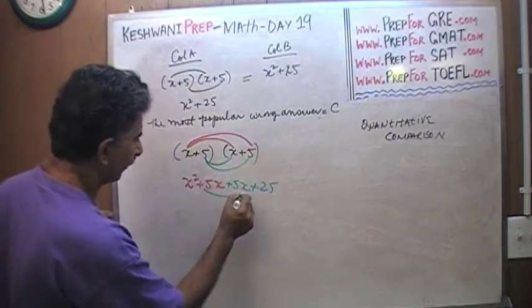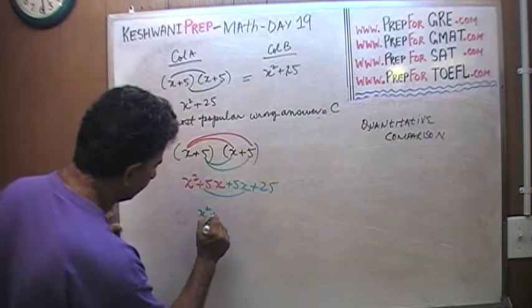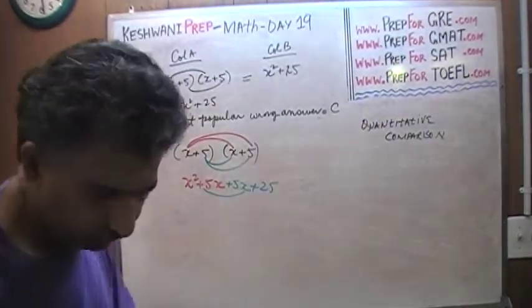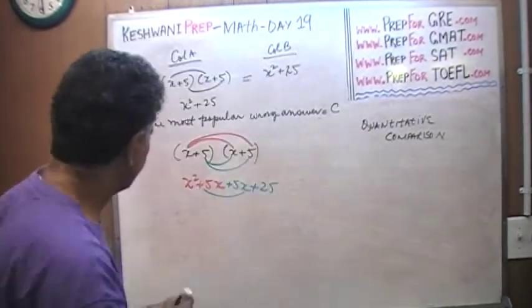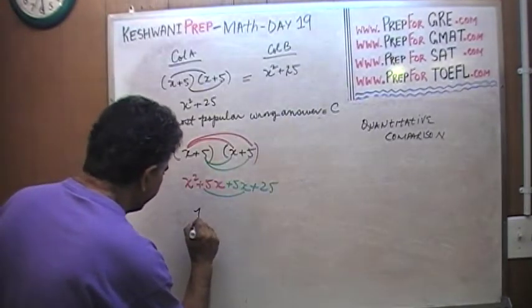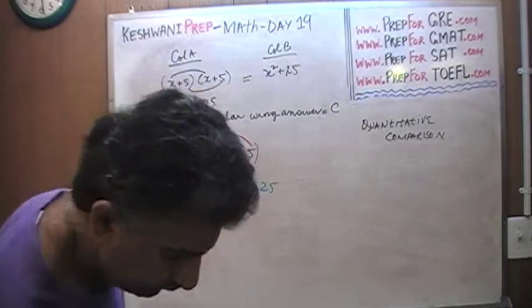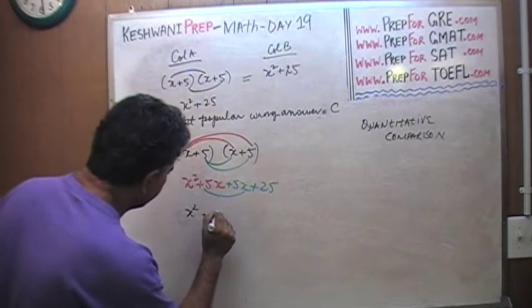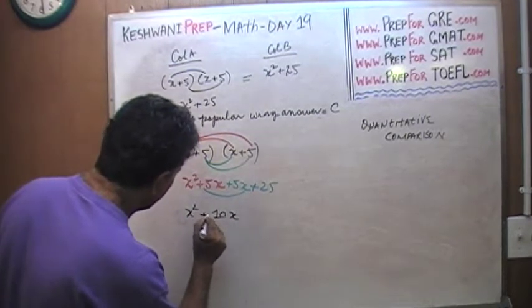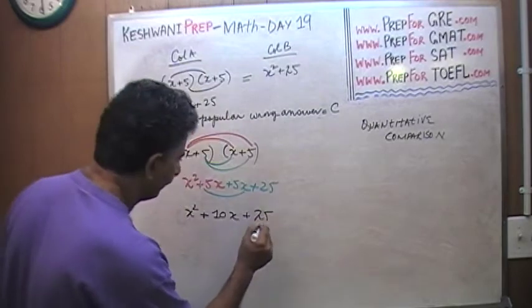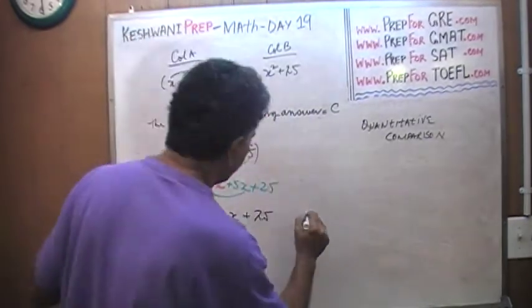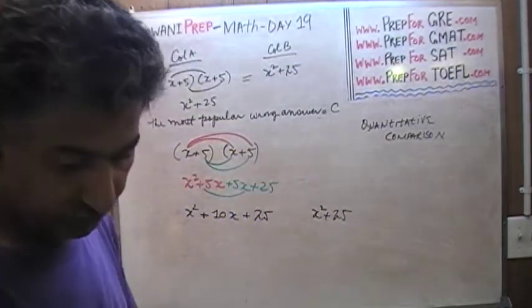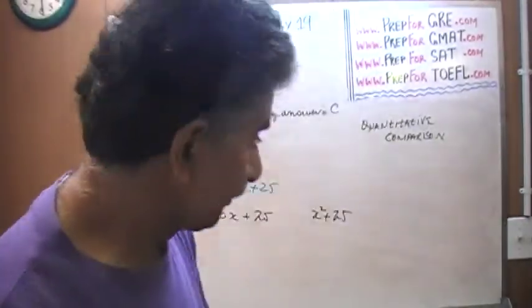So the middle term that I'm talking about is this one, which is x squared plus 10x plus 25. And in the second column we have x squared plus 25. So if you subtract the quantity x squared from both columns, which we can do obviously.